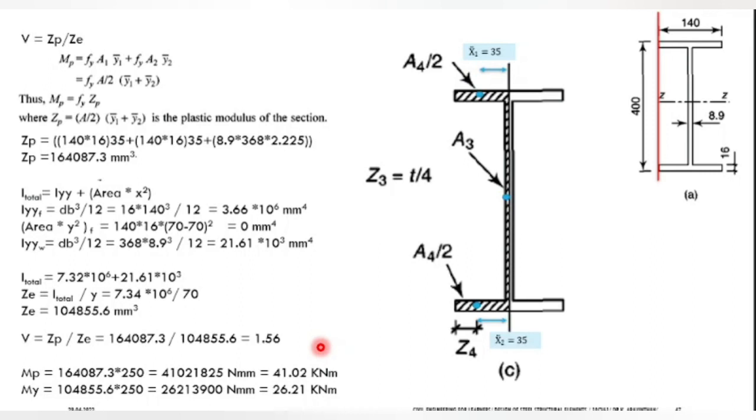What was the My there? My was 252. What is the My here? 26. You are getting nearly 10 times reduction of moment. Yes or no? If you are providing the beam like an I section like this, you are getting a resistance of 262. If you tilt the I section and it is provided in a horizontal manner, it will be only resisting 26 kilonewton meter.